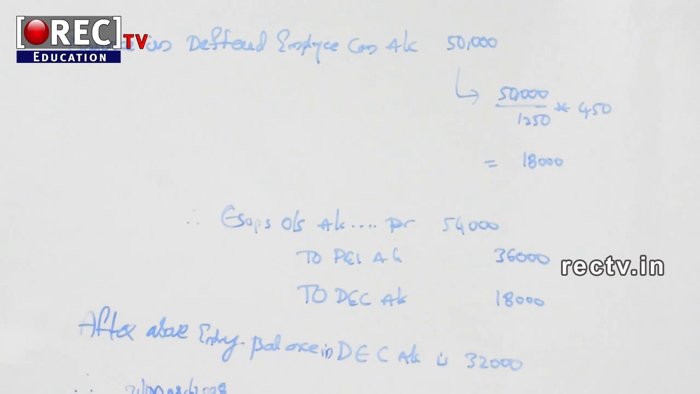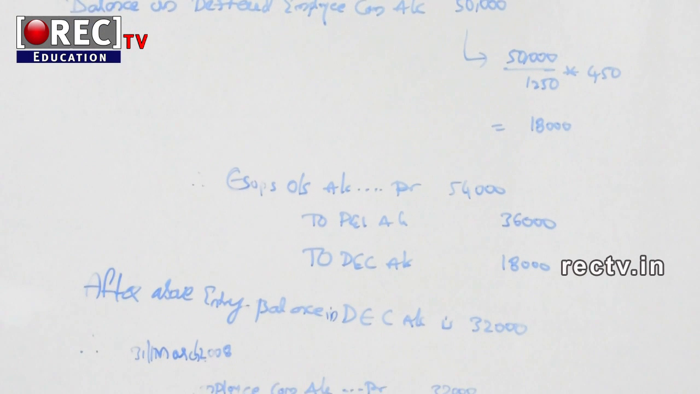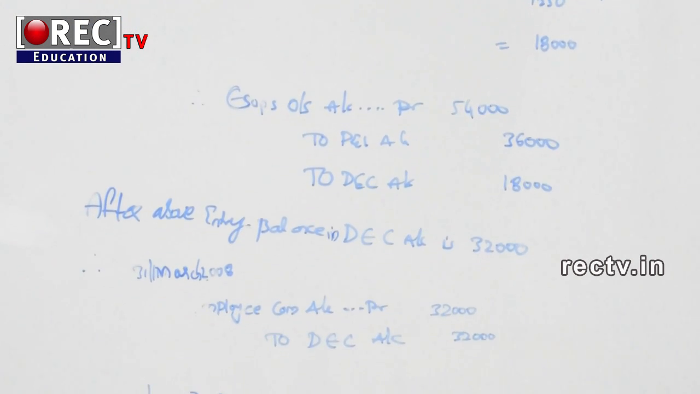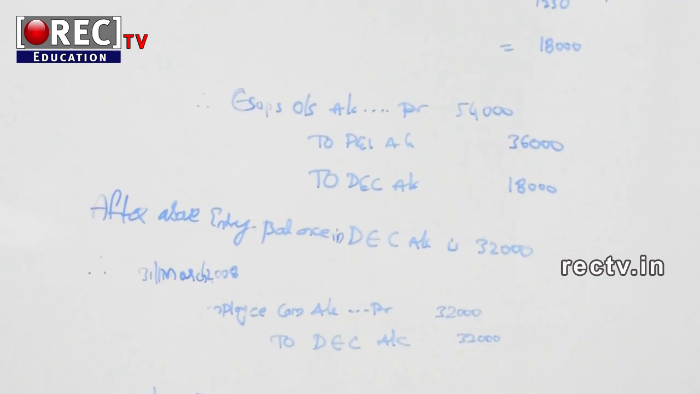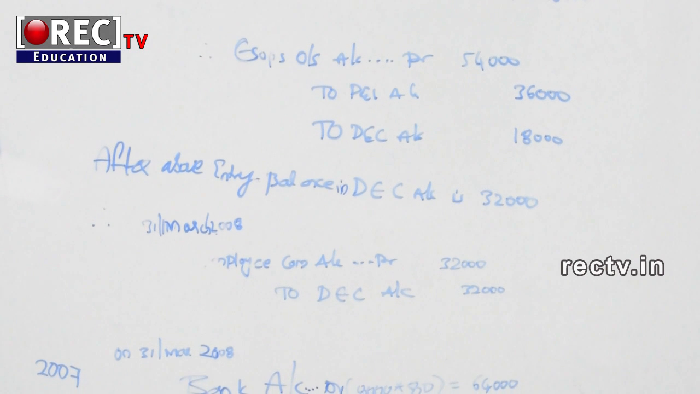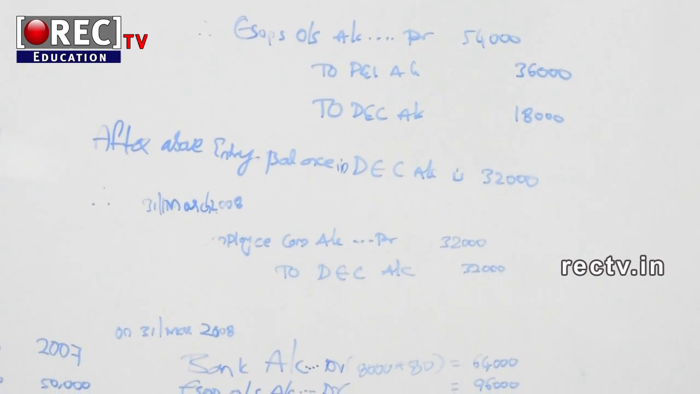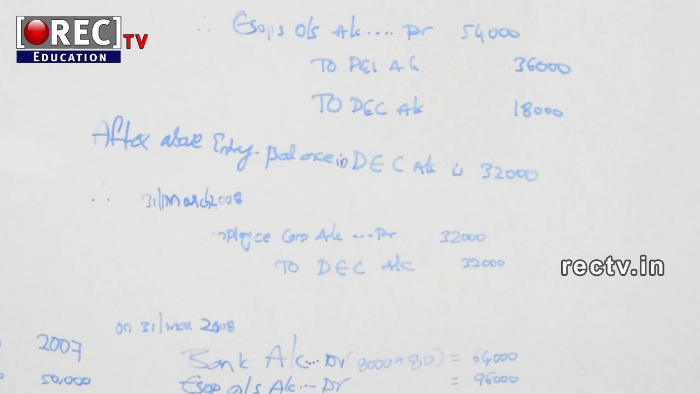And the deferred employee compensation account. This is the excess, so we should credit the deferred employee compensation account 18,000. So the entry will be ESOPs outstanding account debit 54,000 to P&L account, to deferred employee compensation account. After the above entry, the balance in deferred employee compensation account will be 32,000. So on 31st March 2008, the employee compensation account is debited to deferred employee compensation account 32,000. You should write it off in the third year.